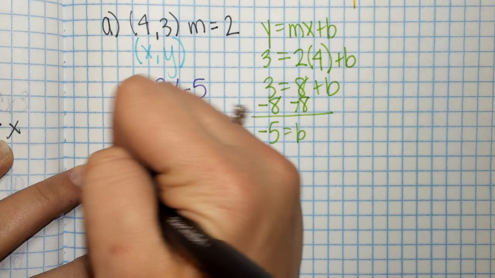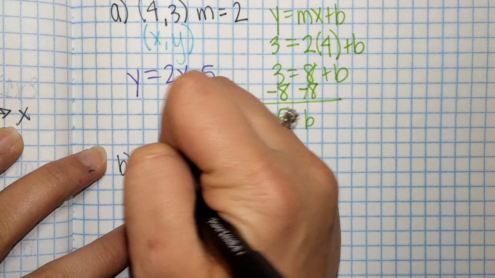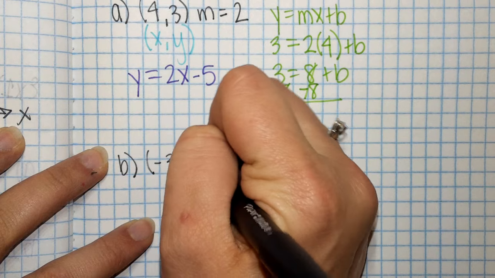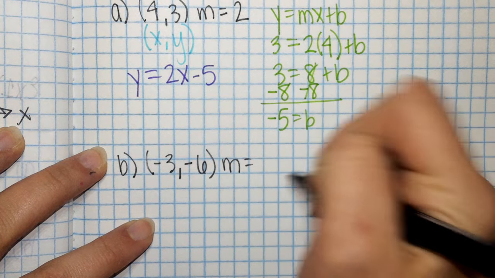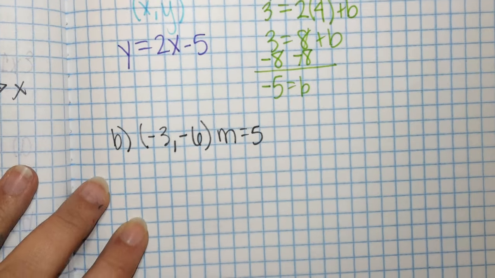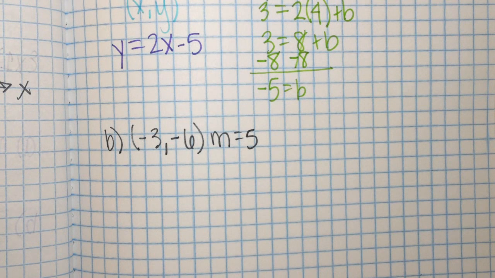Alright, now we have the point (-3, -6), and m equals 5.